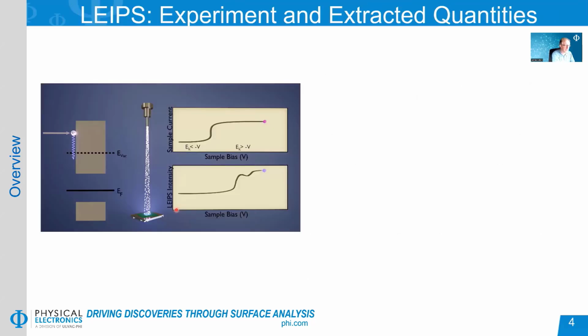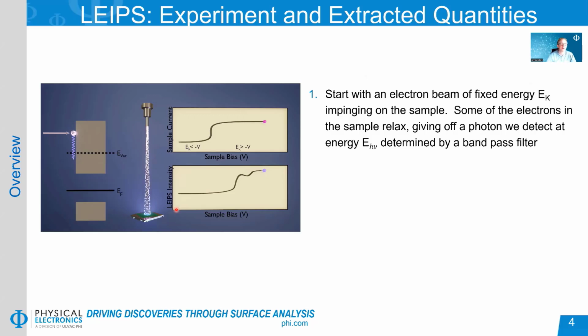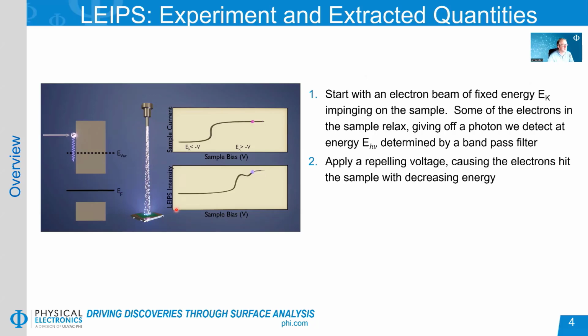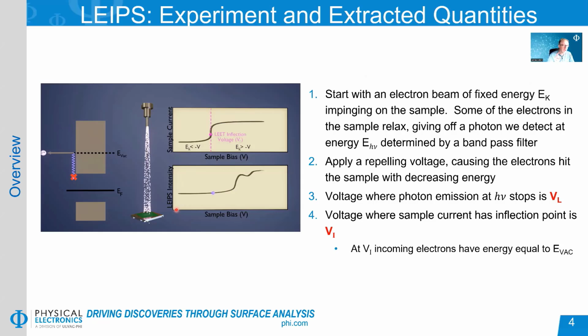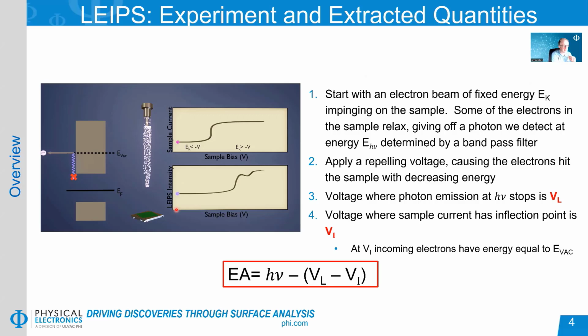Okay, so with LEIPS, pretty straightforward experiment. We're going to start with an electron beam that's hitting the sample at fixed energy. And we're going to be detecting a photon at an energy h nu. We're then going to apply a sample bias that's going to slow the electrons down. And at some point, we're not going to get those photons anymore. And then we're not going to get the electrons getting into our sample anymore. And if we look at the energy difference between those, the point where we stop getting electrons in, which is going to be our LEIT inflection point, and the point at which we stop getting LEIPS signal or photons out, and we compare that to the energy of the photons that we're looking at, we get the electron affinity.